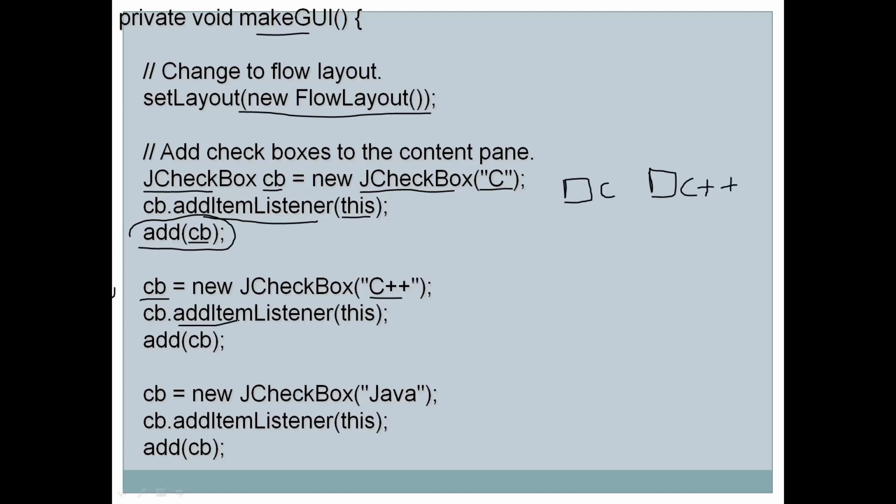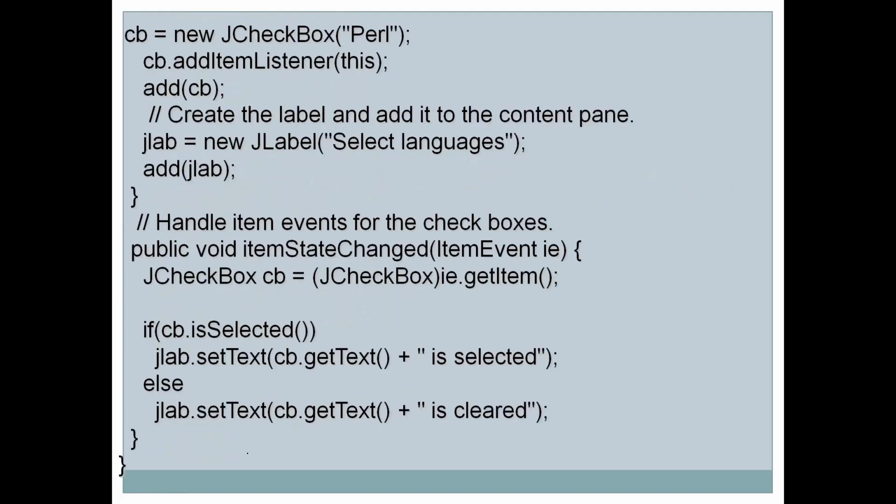Again, the item listener has been added, and we are passing this to it, and it has been added on the container. Same way, we are creating one more checkbox with the text Java. Again, a listener has been added, and the checkbox has been added to the container. Then the next checkbox is created with the text Perl. Same again, listener, and it has been added on the container.